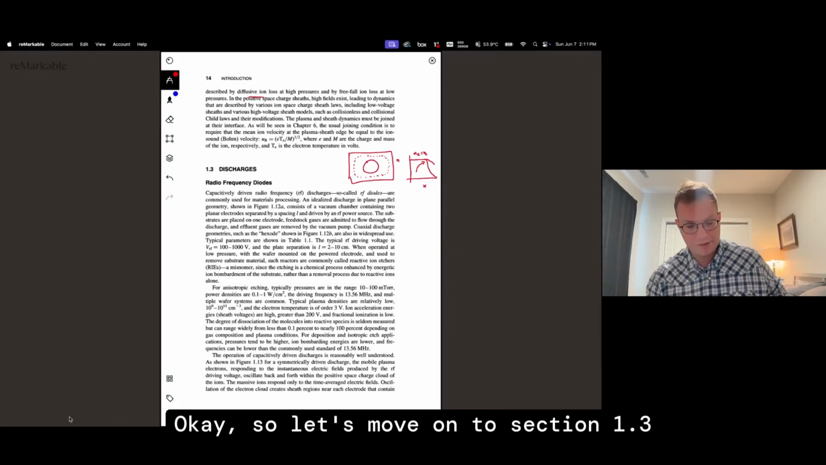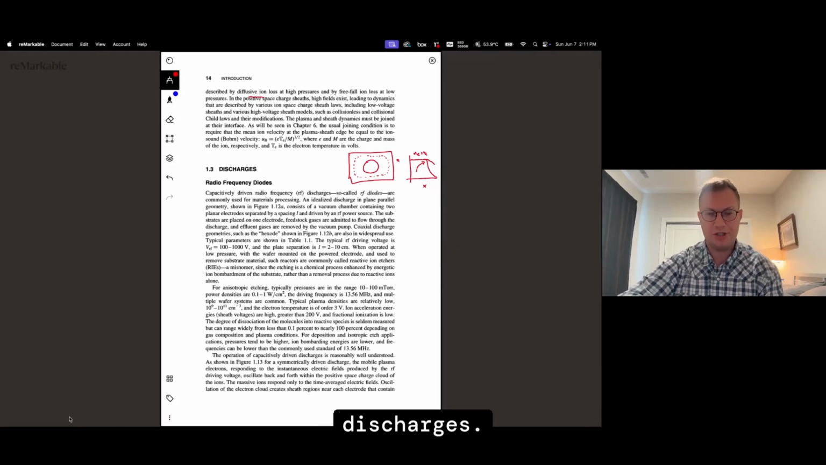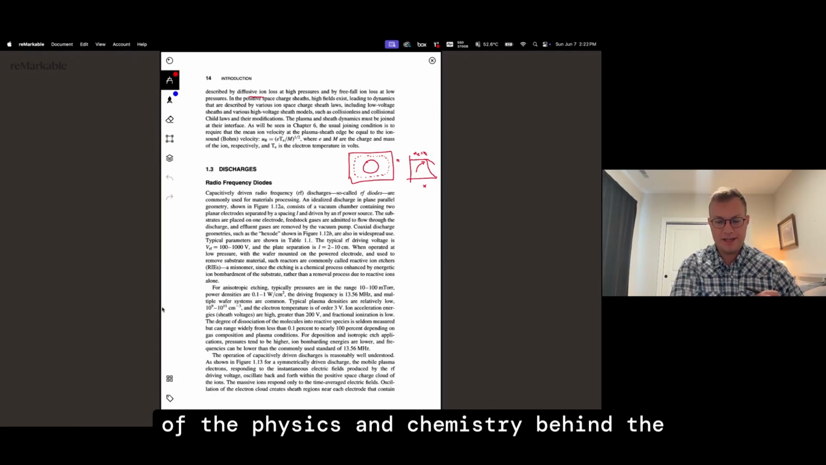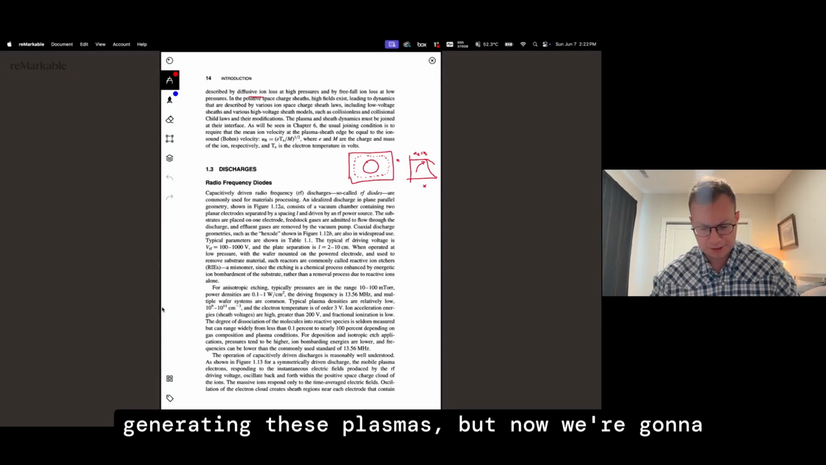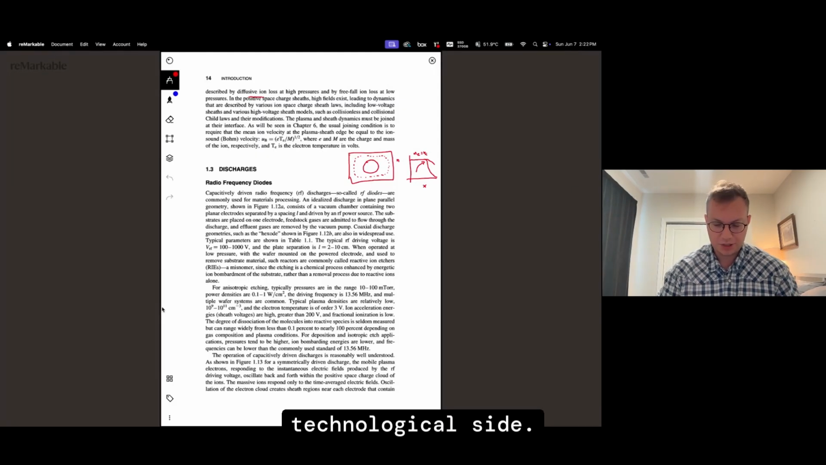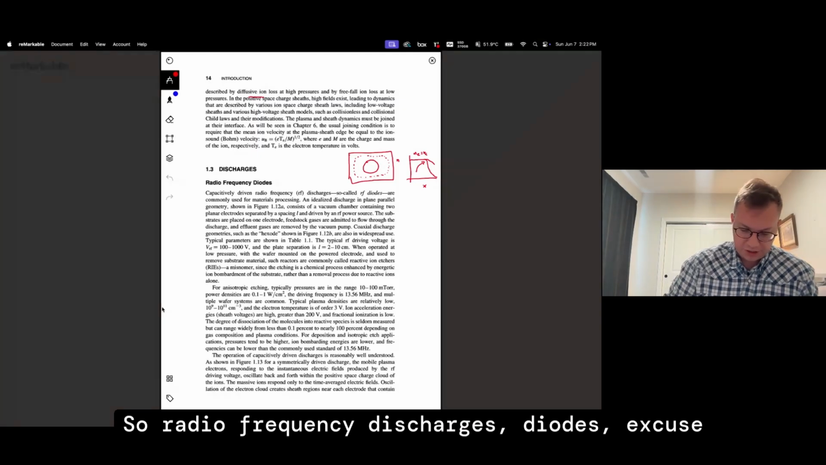Okay, so let's move on to section 1.3, discharges. So far we've been talking about some of the physics and chemistry behind generating these plasmas, but now we're going to transition more to the technological side. Radio frequency diodes.